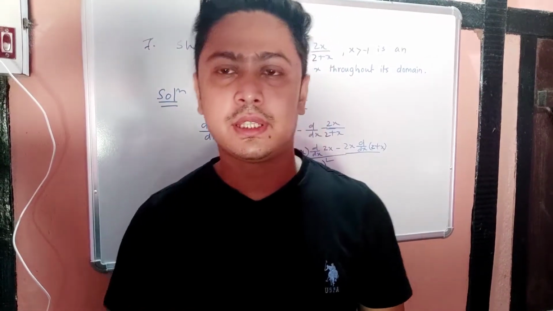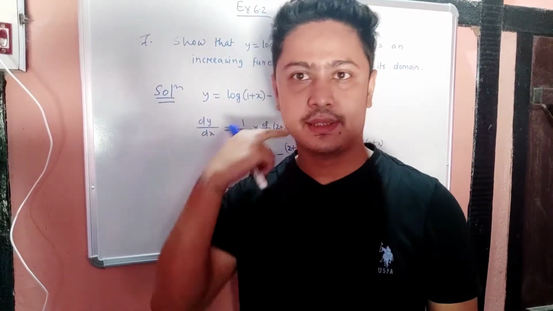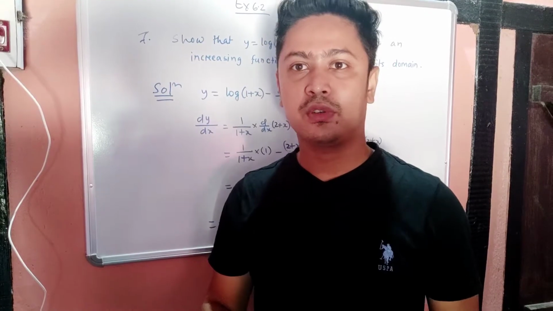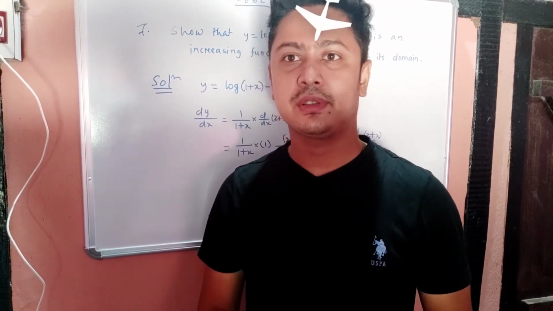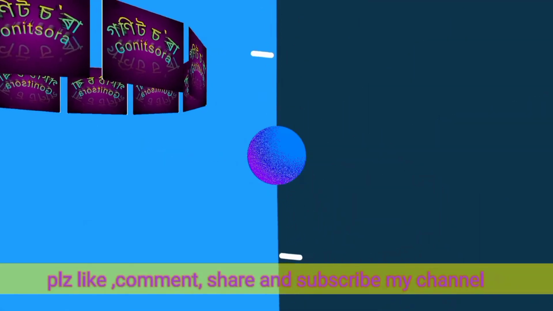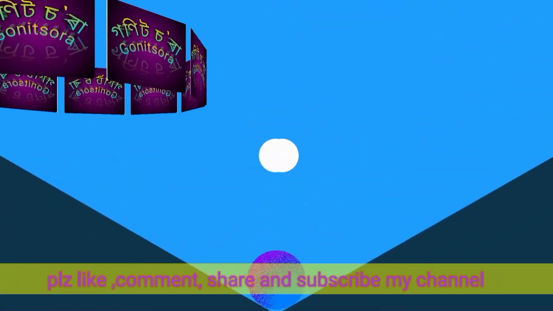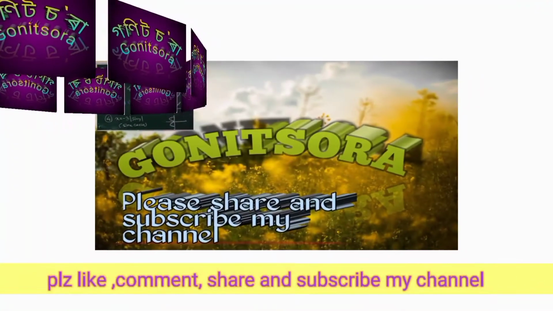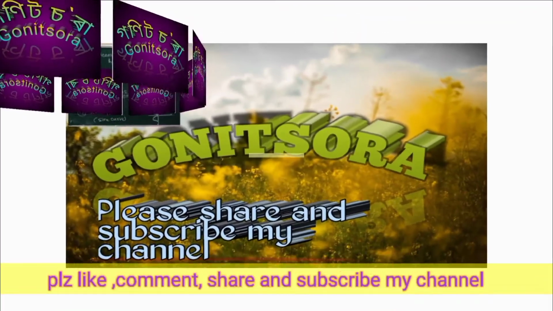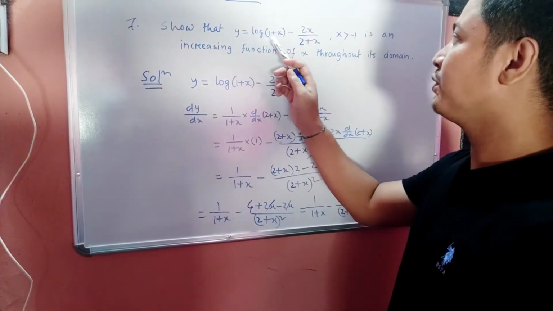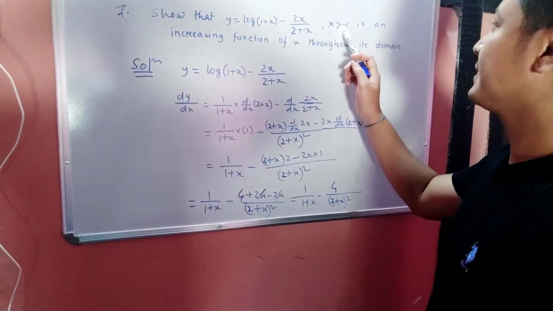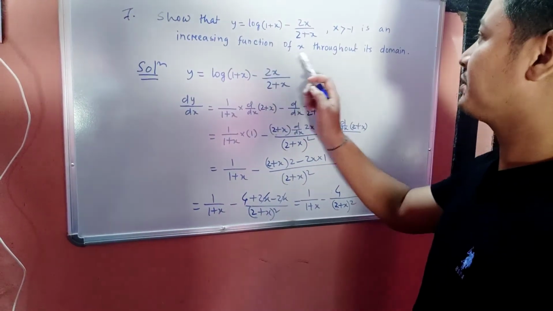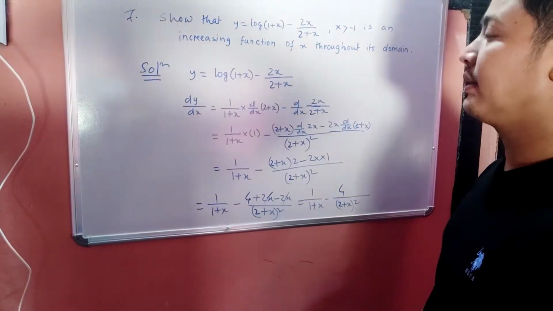Today I have adopted a question from your exercise 6.2. This question was also asked in the HS final examination. The question is: show that y equal to log(1 plus x) minus 2x divided by (2 plus x), where x is greater than minus 1, is an increasing function of x throughout its domain.